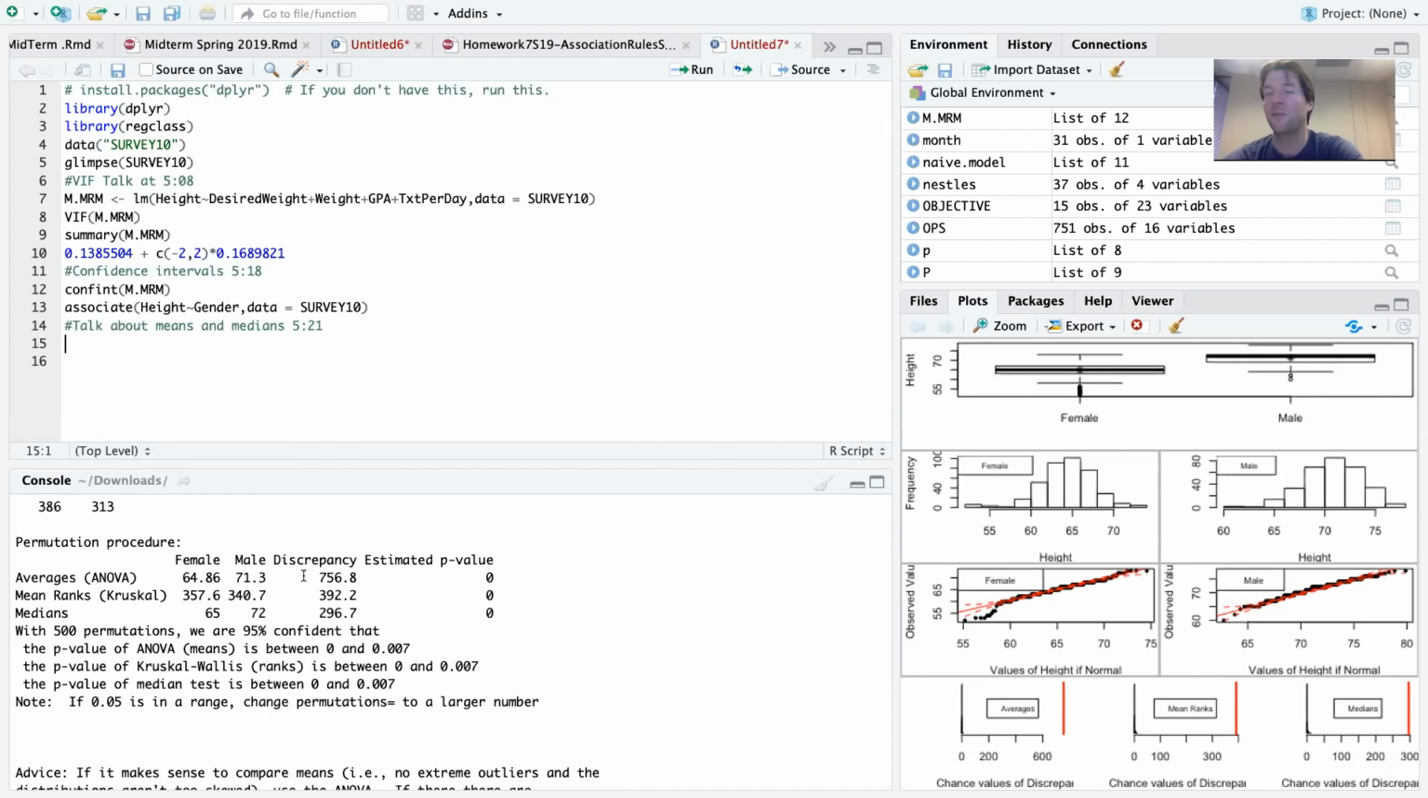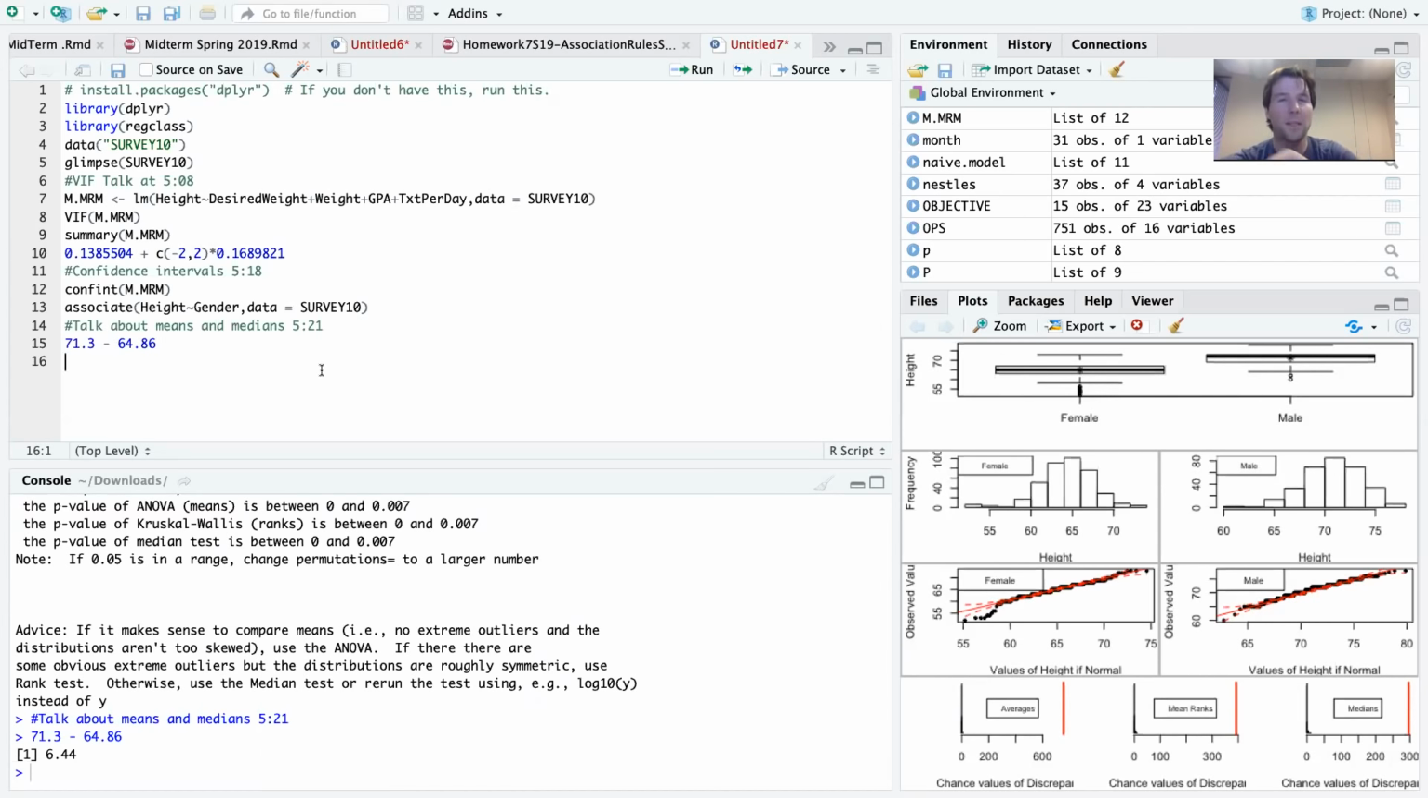I guess half a foot, that's not nothing. The difference between men and women on average is approximately 5.44. Maybe, I'm trying to think if that's right. Might be right. Let's find out. Maybe it is. 6.44. I thought that looked like 6.